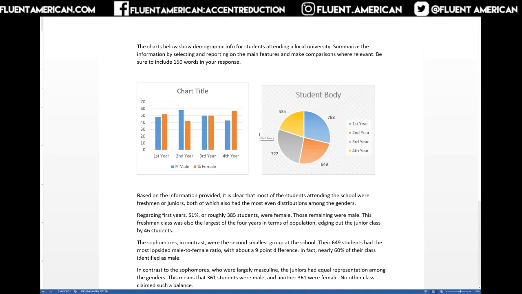First thing is, again, making sure that every key feature is mentioned. So that means that for the first year, I need to mention these percentages. Same thing for the second year, the third year, and the fourth.